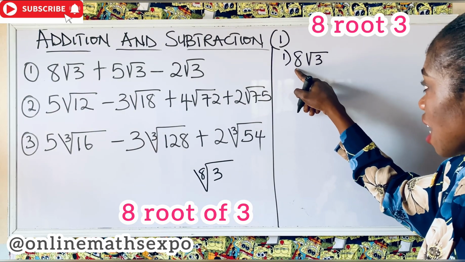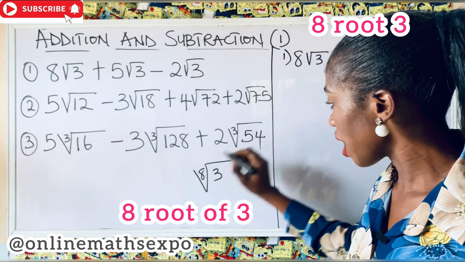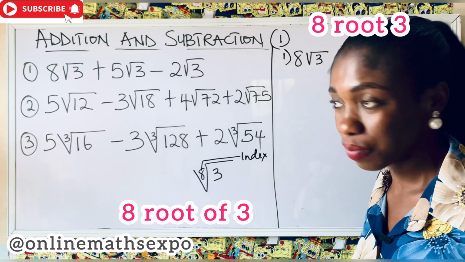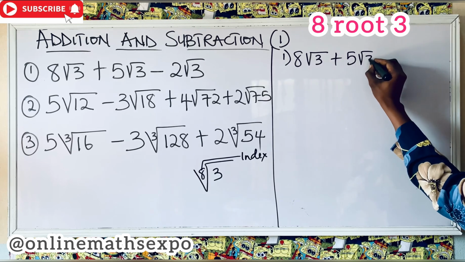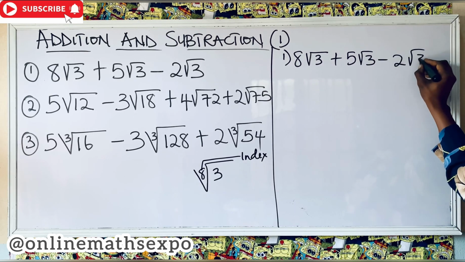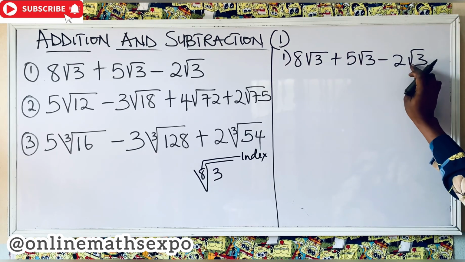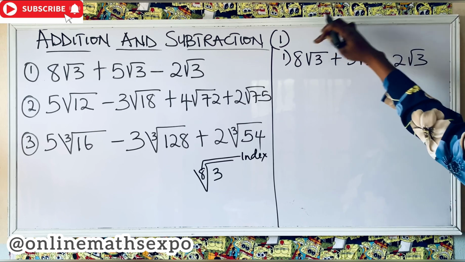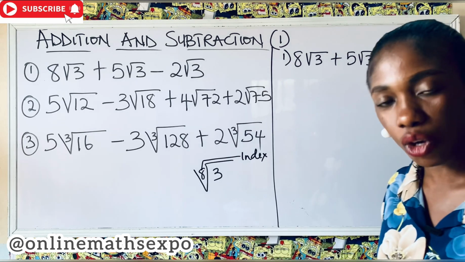And in this case, 8 root 3, this 8 is the coefficient, where this one is the index. So I hope you see the difference now. So let's go into this. We have plus 5 root 3 minus 2 root 3. So you will notice that the radicals are the same. The radicands are also the same. The indexes are the same with the radicands. So you are free to carry out your operation.